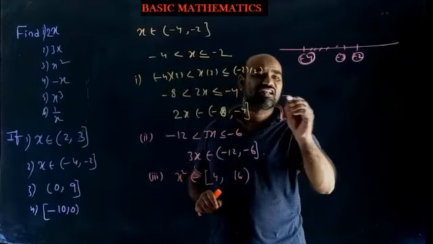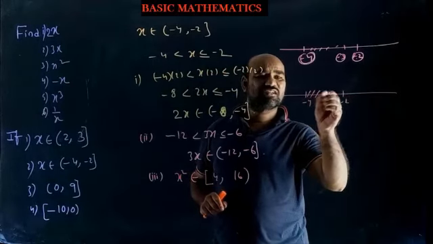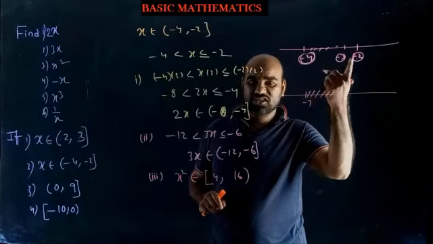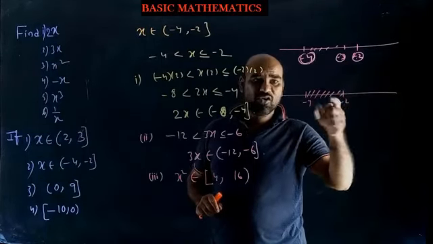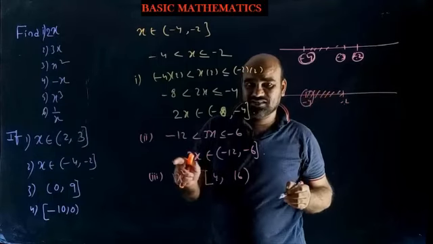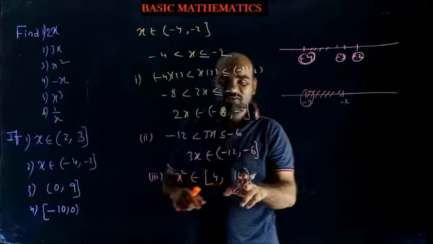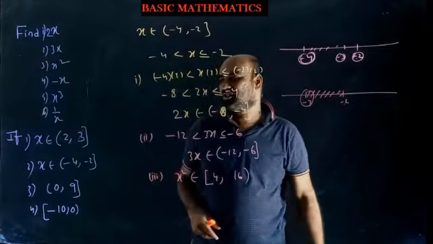Once again, listen. The number line is given. Here minus 4, minus 2. All these numbers are squared. Minus 4 squared is 16. Minus 2 squared is 4. 16 is greater than 4. Minus 4 is not there in x, so minus 4 squared won't be in x square. That's the open interval. So x square belongs to closed 4 to open 16.